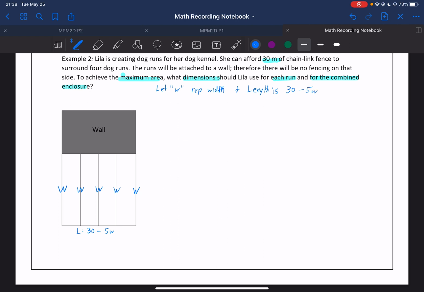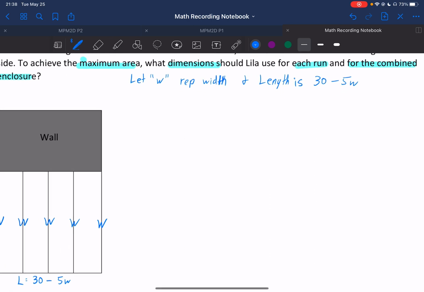Now she wants to maximize the area. Our area here is represented by length times width. Our length, in this case, we represent as 30 minus 5W, and W is simply W. What we're going to do now is expand this. If we expand this, we end up getting 30W minus 5W squared. So this right now is in standard form.